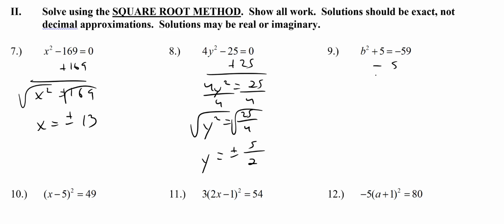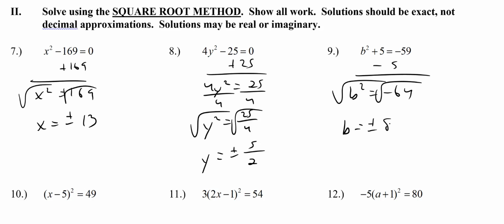This one's a little bit different. So we're going to subtract 5. So b squared equals negative 64. Remember, guys, when you take the square root of a negative, you pull out an i. Sounds violent, but that's what it is. So b is equal to plus or minus 8i. The square root of 64 is 8. And then the negative makes it 8i.